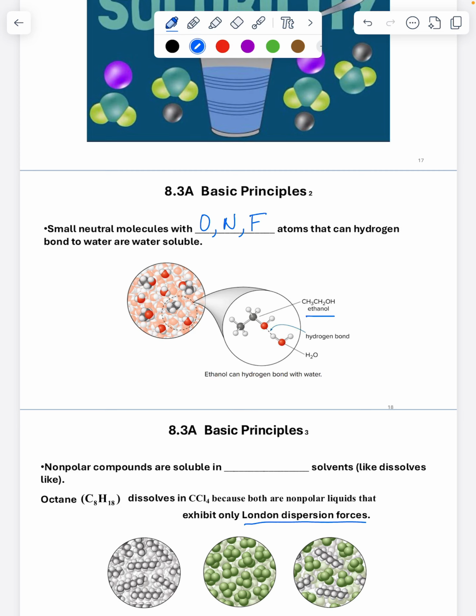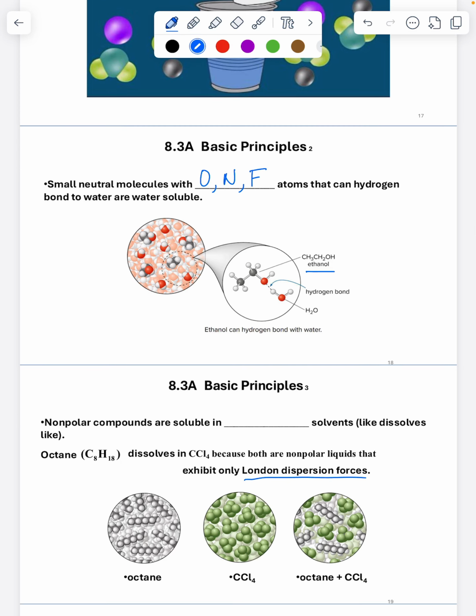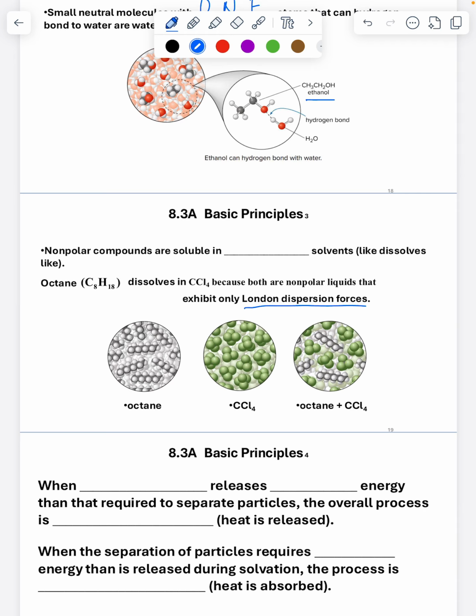If you have nonpolar compounds, they're only soluble in nonpolar solvents. You've heard before that oil and water do not mix. That's because oil is nonpolar and water is polar, so they do not mix. The example here says octane dissolves in carbon tetrachloride because they're both nonpolar liquids. They exhibit only London dispersion forces, so that's the only attraction between the molecules, and generally those are weak in nature, and so nonpolar compounds sometimes aren't very soluble.